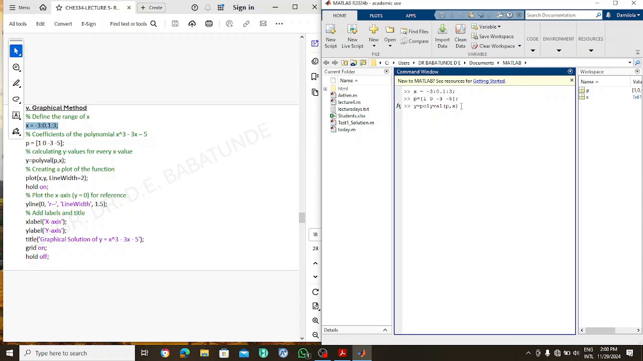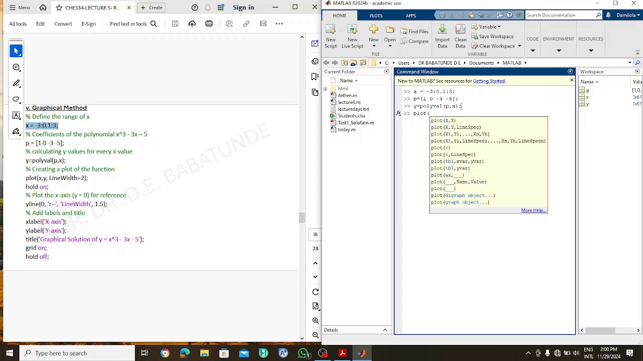So I don't need to display the value. So I can now plot the normal way we used to plot. Okay? So when we want to plot, this is a 2-dimensional graph. So we say x, comma, y.